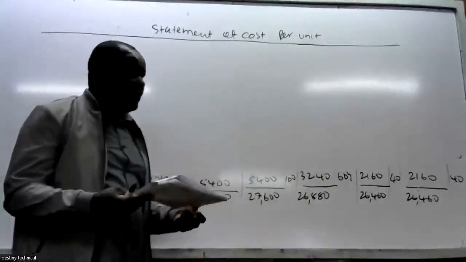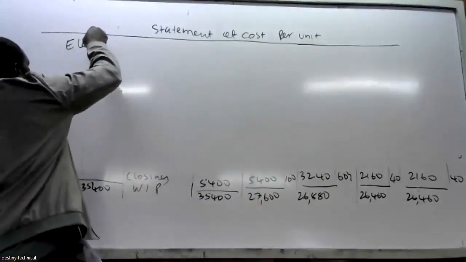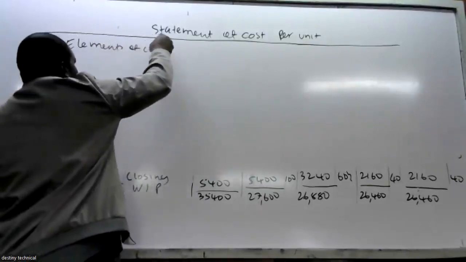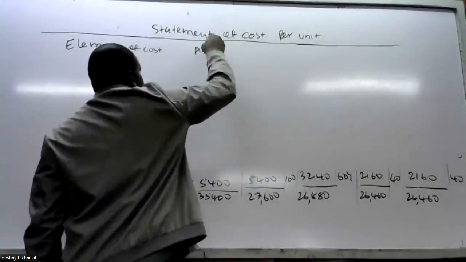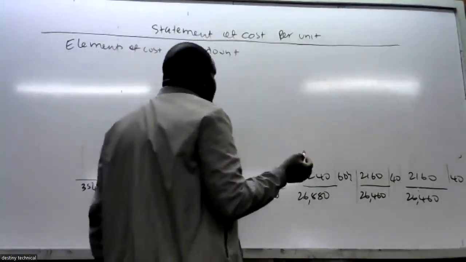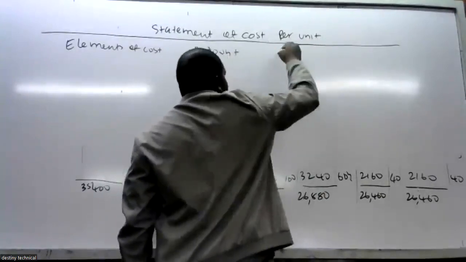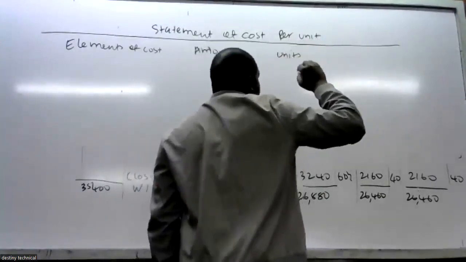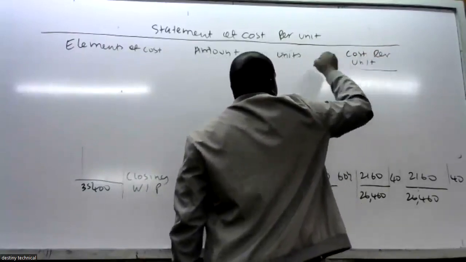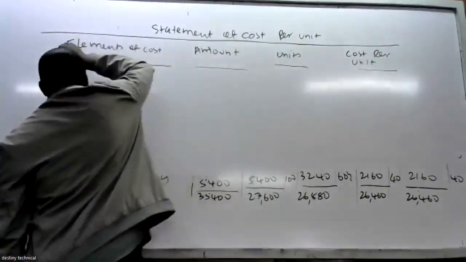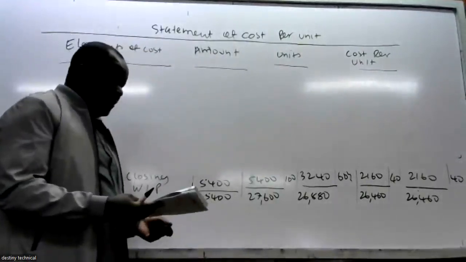In the statement of the cost per unit, we should be having elements of cost, then amount, then units, then cost per unit. So we start off with material one.